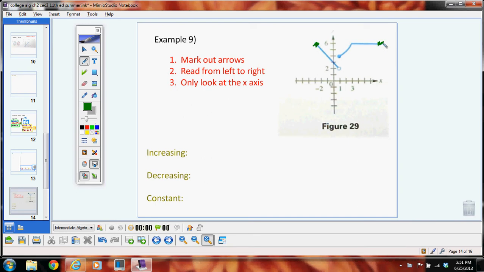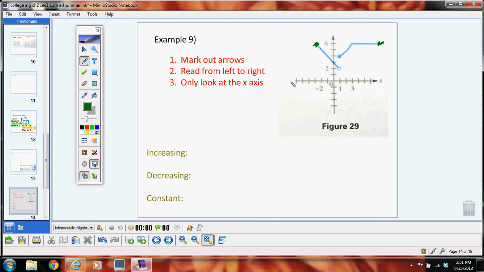The second thing is you want to read from left to right. So you want to follow your graph from left to the right. You always read like you do a book. And the next thing is you only look at the numbers on the x-axis. These numbers on the y-axis are just there to confuse you. You want to look at the x-axis because we're talking about the domain.